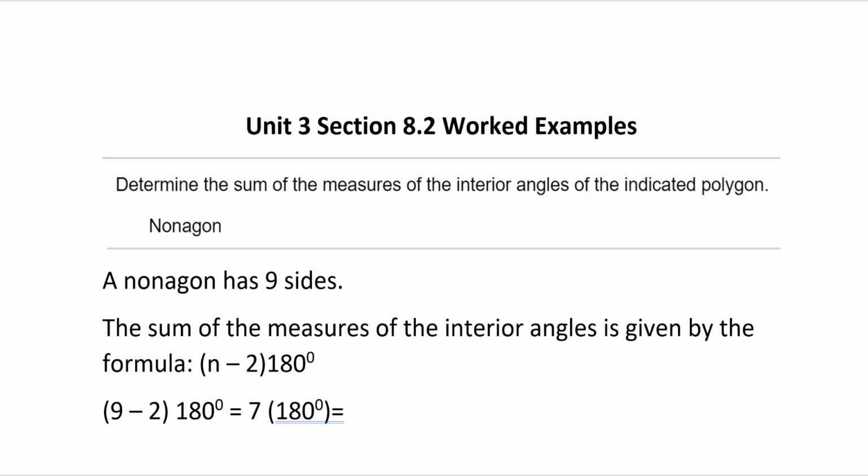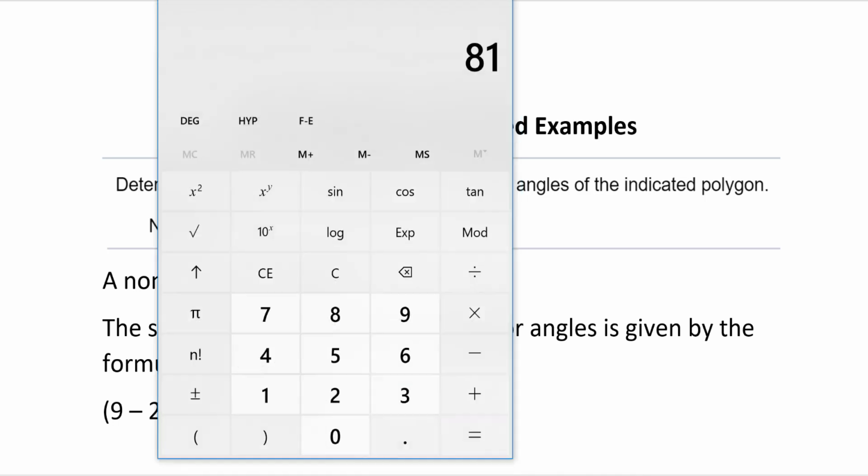A nonagon has 9 sides. The sum of the measures of interior angles is given by the formula n minus 2 times 180, where n is the number of sides. In this case, the nonagon has 9 sides, so 9 minus 2 is 7. And so the sum of the angles is going to be 7 times 180, or 1260 degrees.